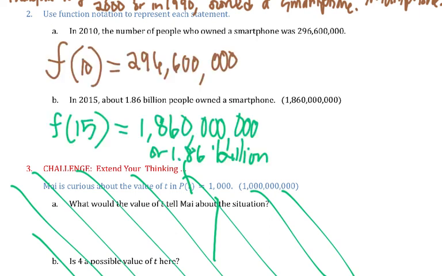All right, so I hope you saw 2010, 10 years after 2000. So remember, that's the input. 10 is the input. So I would say f of 10 is equal to 296,600,000 people owned a smartphone. And then in 2015, how many years after 2000 is that? 15. So that's the input. So I would say f of 15 equals 1.86 billion, or there's the other big number there. All right, there you go. Hopefully you did well on that.